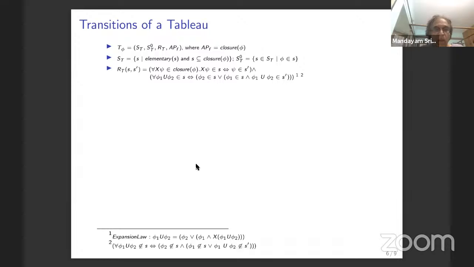Now, if the negation of phi1 until phi2 belongs to S, then it is defined by taking the negation of it. That's all. Take the whole negation. That is also implied by the above, but I'm just explicitly stating it. So then phi2 should not belong to S, and either phi1 does not belong to S, or phi1 until phi2 does not belong to S prime. Okay.